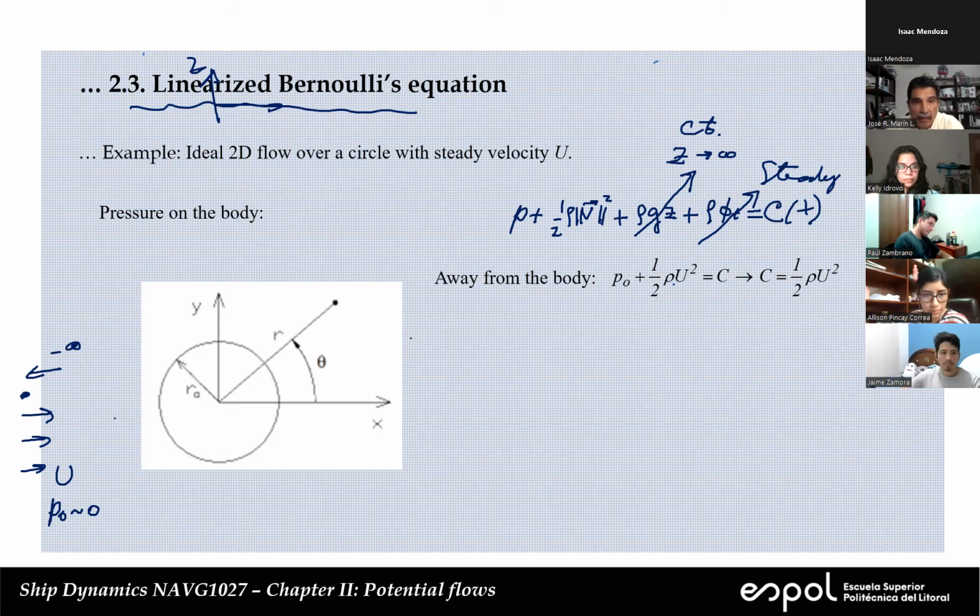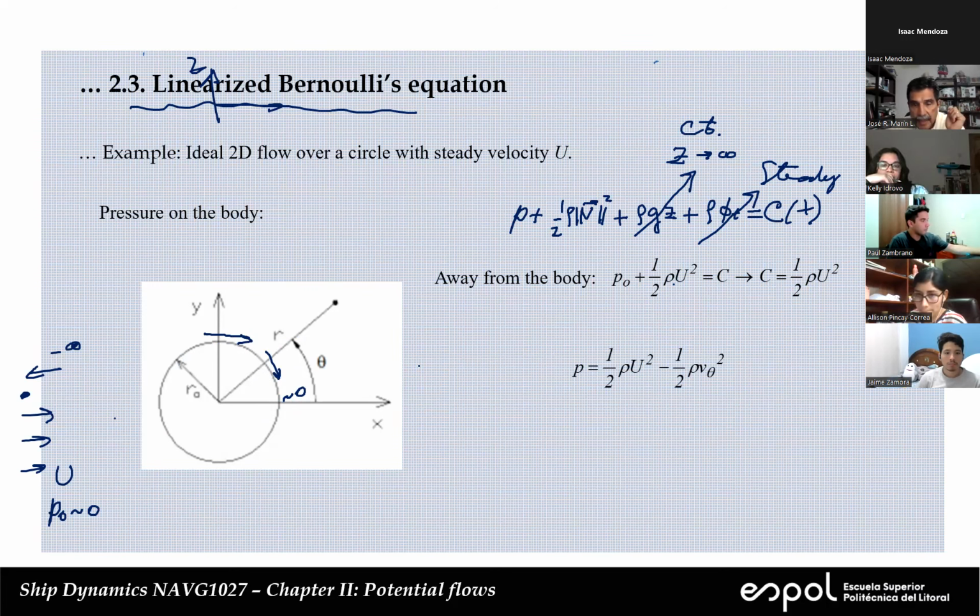Now, if we go close to the body, or on the surface of the body, here the velocity is not u. You see that the velocity here was 2u, and the velocity here was 0. So we have to consider the influence of the shape of the body on the distribution of velocity on the surface. And for that, we are going to apply our equation.